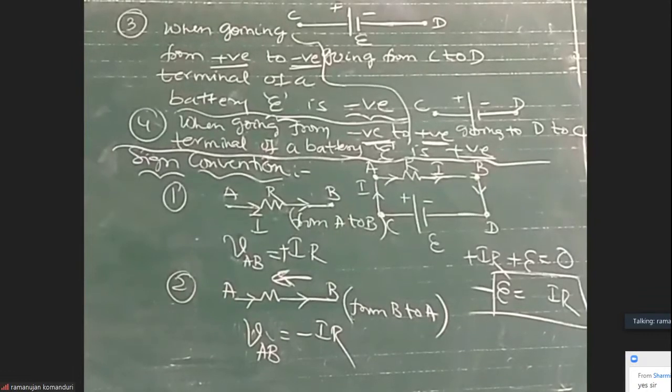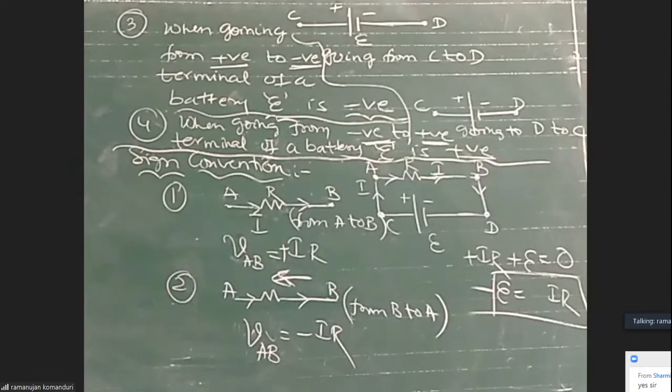So when you're traveling from A to B, current travels from a higher potential towards a lower potential. Current always travels from a higher potential towards a lower potential. So when current is traveling from a higher potential to a lower potential, the potential difference between A and B should be taken as a negative value, but in your textbook it is given as a positive value. So VAB should be taken as a negative value, not a positive value. That is wrongly given in your textbook.